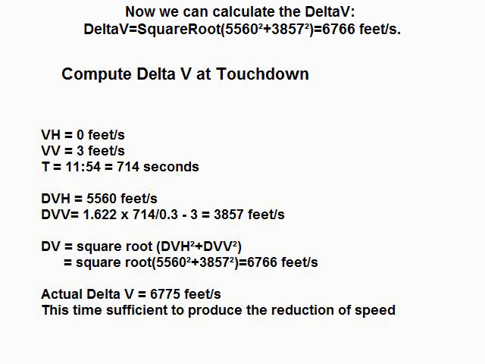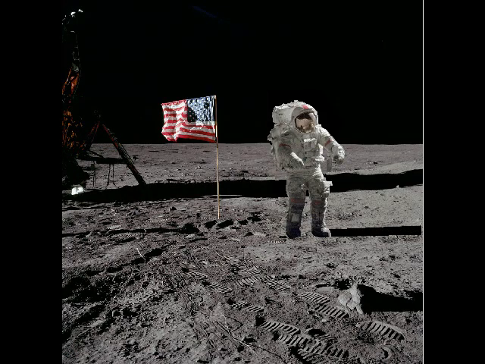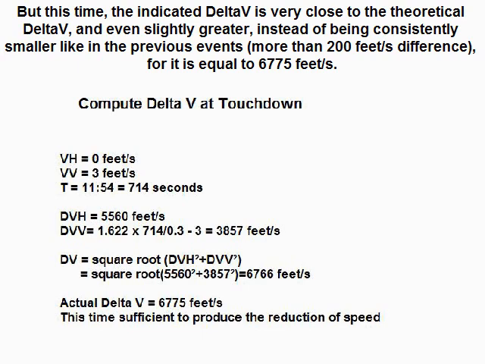Now we can calculate the delta V. Delta V equals square root 5560 squared plus 3857 squared equals 6766 feet per second. But this time the indicated delta V is very close to the theoretical delta V and even slightly greater, instead of being consistently smaller like in the previous events, more than 200 feet per second difference, for it is equal to 6775 feet per second.